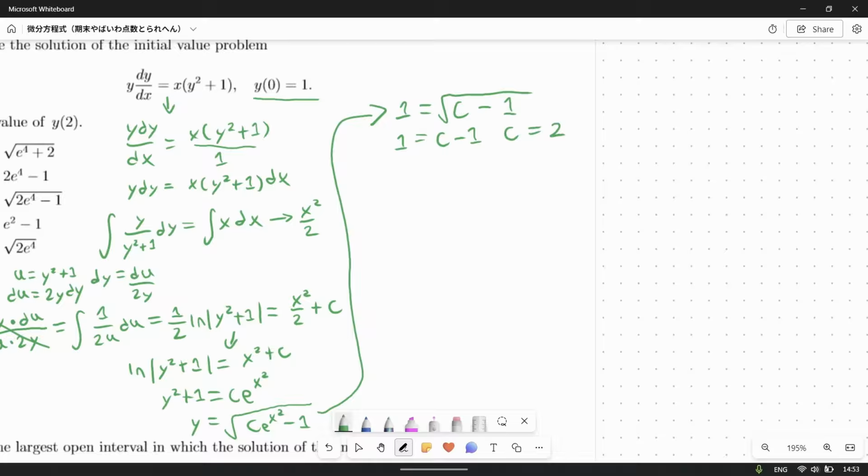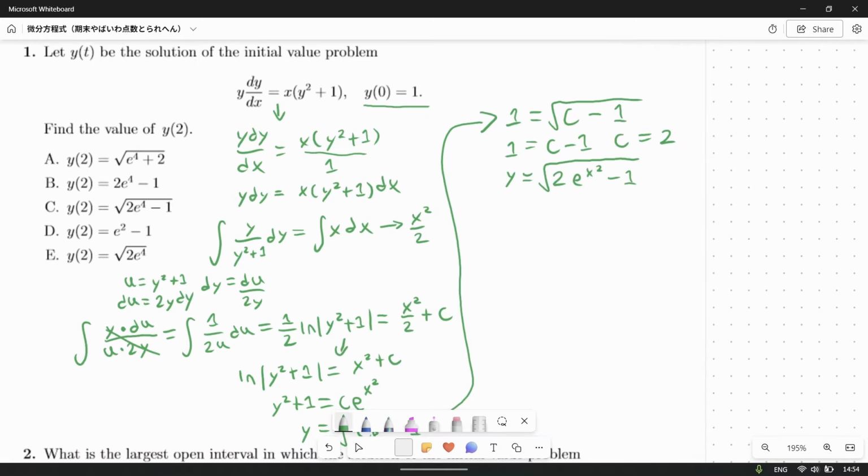And so now that we solved the initial value problem, the solution to this initial value problem is y is equal to the square root of 2 times e to the x squared minus 1. And from here, we can solve the last part of the question, which is asking us to find what y of 2 is. So y of 2, that's just plugging in 2 for x, so y of 2 is equal to the square root of 2 times e to the 2 squared, which is 4, minus 1. And then this is going to be our final answer.